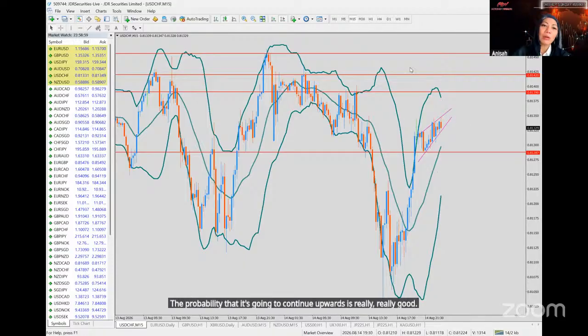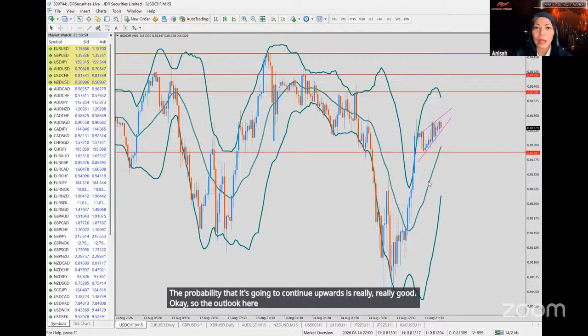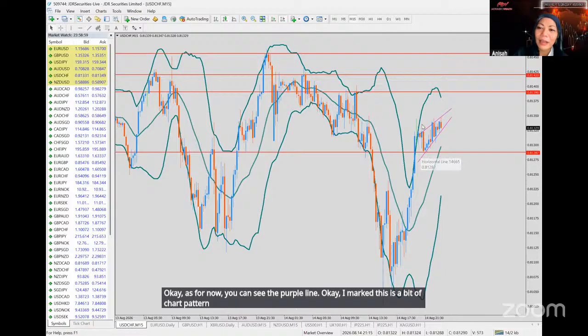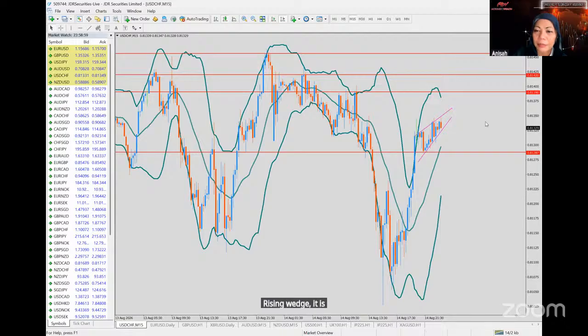Okay, so the outlook here is that in a shorter time frame, we look for the entry. As for now, you can see the purple line. I marked this a bit of chart pattern, a rising wedge. Okay, so that is rising wedge.